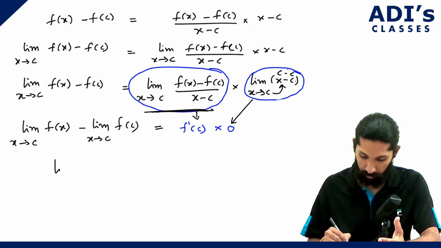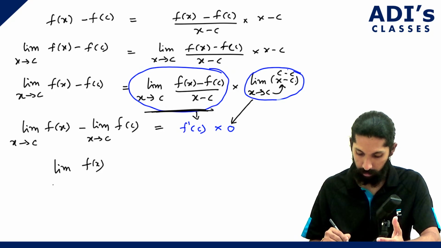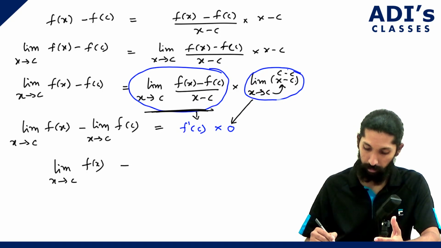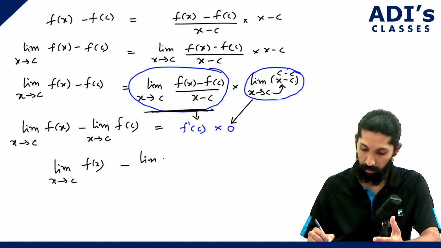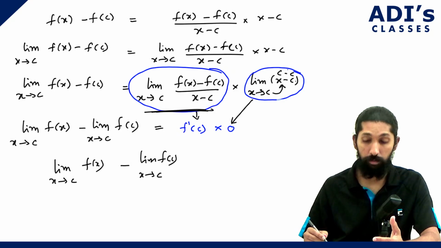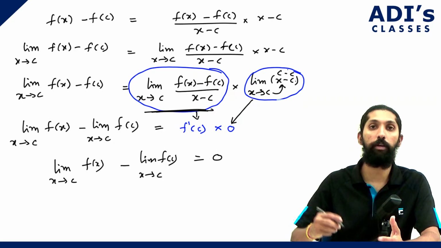Well and good. Now, what do we have? Limit of f of x as x tends to c minus limit of f of c as x tends to c is equal to 0. 0 into anything is 0.